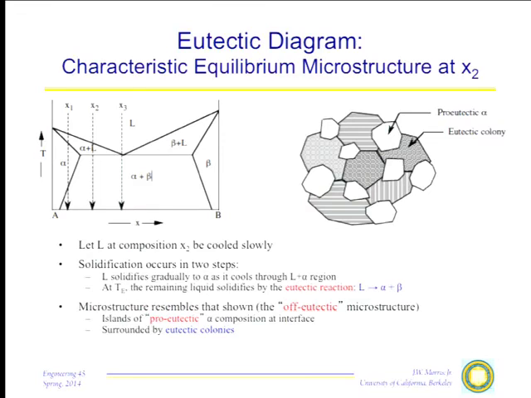So I have sequential reactions. I have the solidification of alpha, and then the residual liquid transforms into eutectic, something like that. And so I get a microstructure that looks like this. Here's what we call pro-eutectic alpha, because it formed in the alpha phase. And then I have eutectic colonies that finish up the liquid phase.